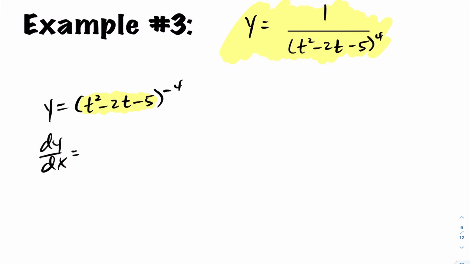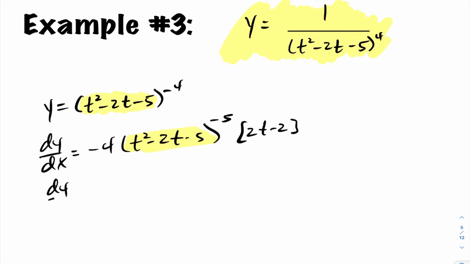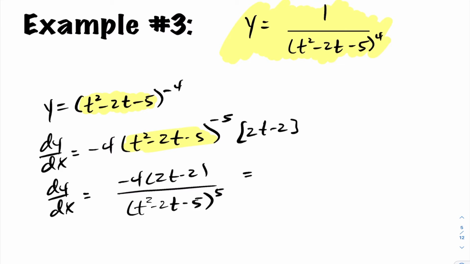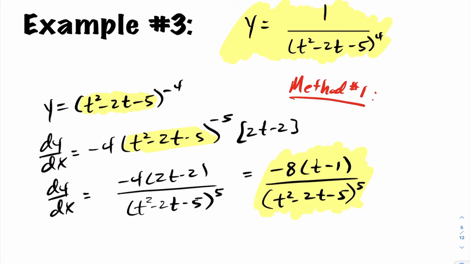Applying the chain rule, we take our derivative normally, and then we subtract 1, giving us negative 5. Now again, this was not just a t. This was t squared minus 2t minus 5. I now must take the derivative of the inside, which is 2t minus 2. Cleaning this up, we end up getting negative 4 times (2t minus 2). Bring that back to the bottom, and we can do a little bit of simplification. I can factor out a 2 here. We get negative 8 times (t minus 1) over (t squared minus 2t minus 5) to the power of 5. And this would be method number 1.